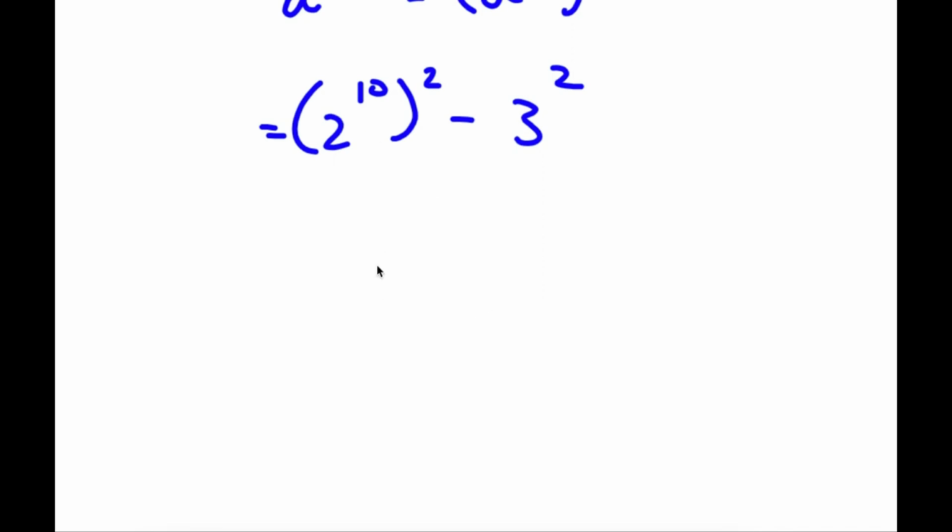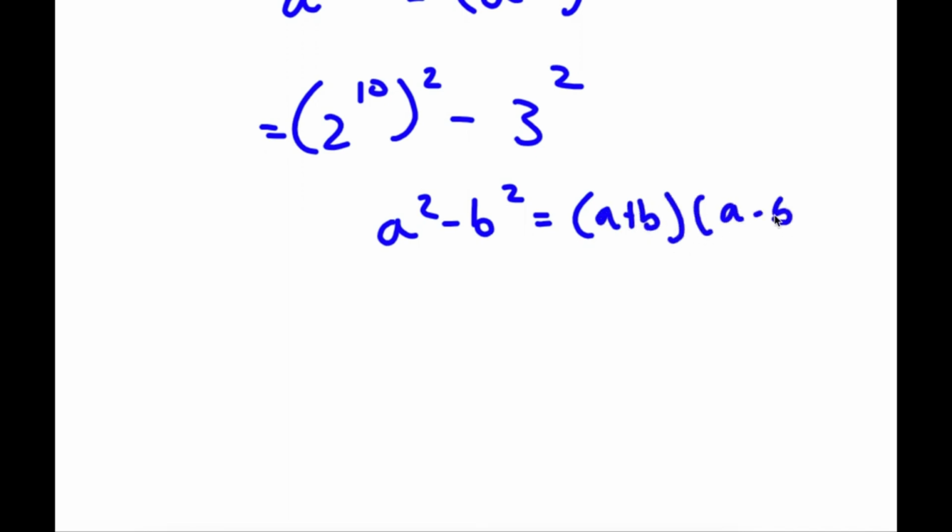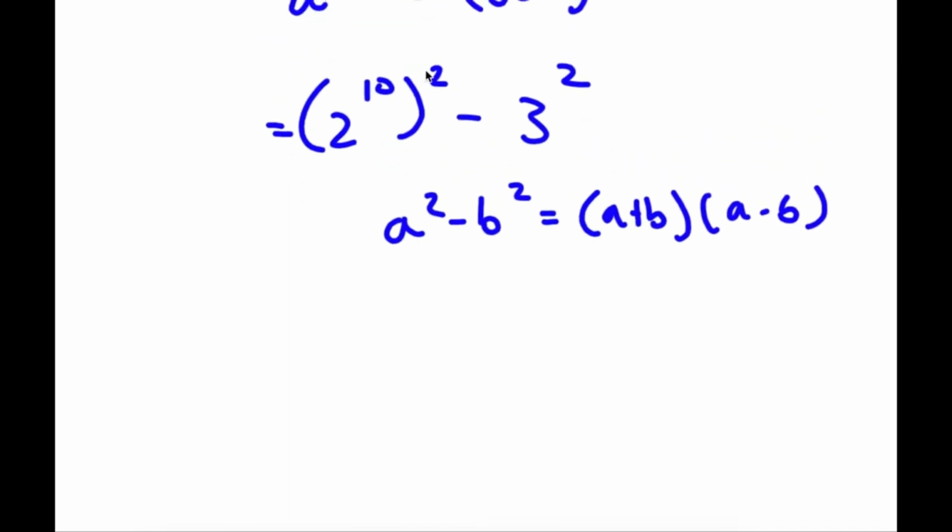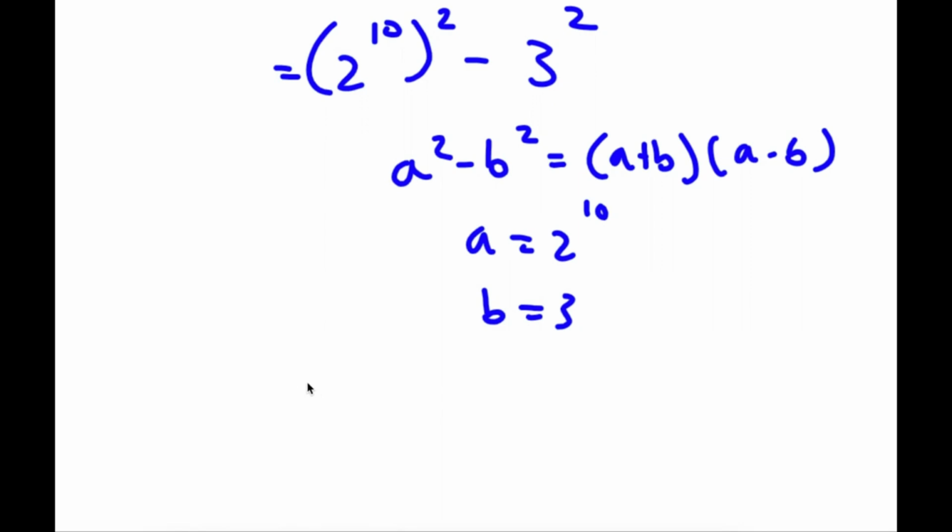And now, if I have something in the form a squared minus b squared, this is equal to a plus b times a minus b. So in this case, a is equal to 2 to the power of 10, and b is equal to 3. So now I have 2 to the power of 10 plus 3 times 2 to the power of 10 minus 3.